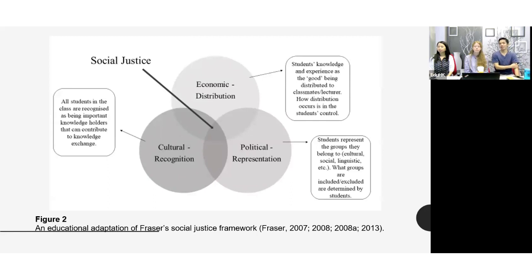Fraser's framework seeks to correct social injustice by addressing redistribution, misrecognition, and misrepresentation. The model presented here is to address the same injustice, but in a higher education classroom context. So first, for the economic dimension, it is about student knowledge and experience as the good.